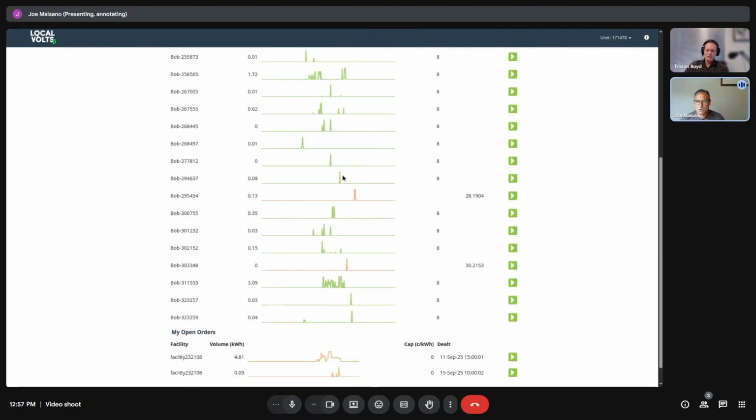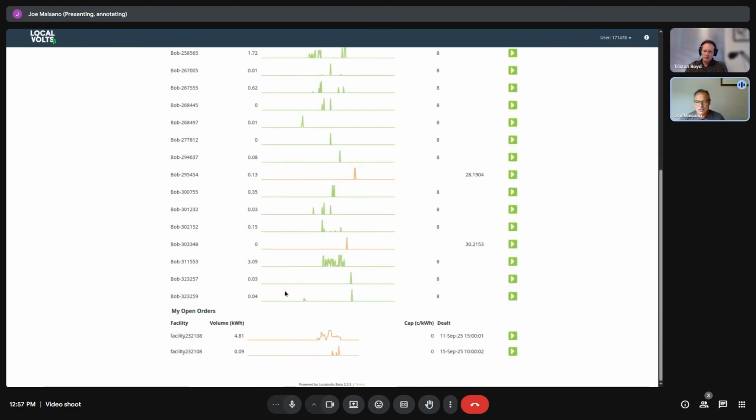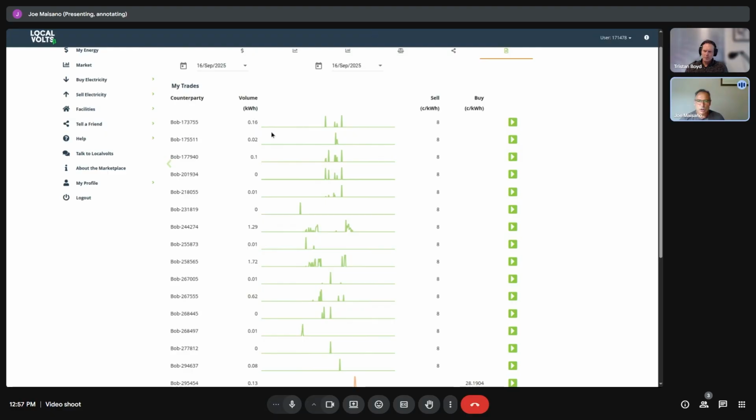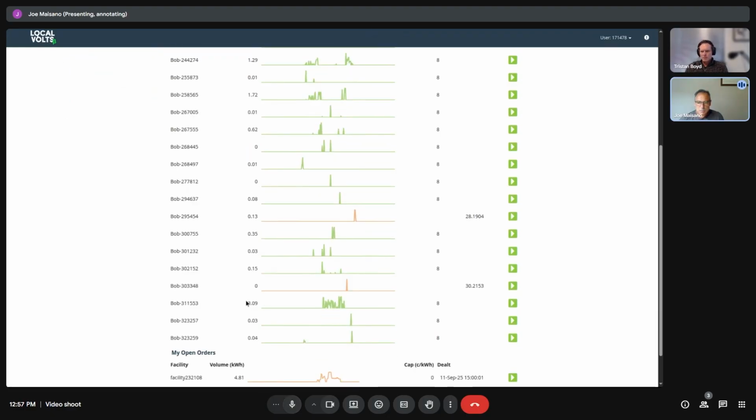You can see here that I've sold to probably 25 different counterparties at different times of the day, different amounts here. So we can see on the left here the overall volume sold to each one. This is our simulation system, so everyone's Bob here, but this would normally be names of regular people that I've sold to. These are fairly small trades. That's a little bigger, 1 kilowatt hour across the day, 1.2. This is the biggest one, so we've sold 3 kilowatt hours across the day, mostly in the middle of the day, and I've sold that at 8 cents per kilowatt hour.